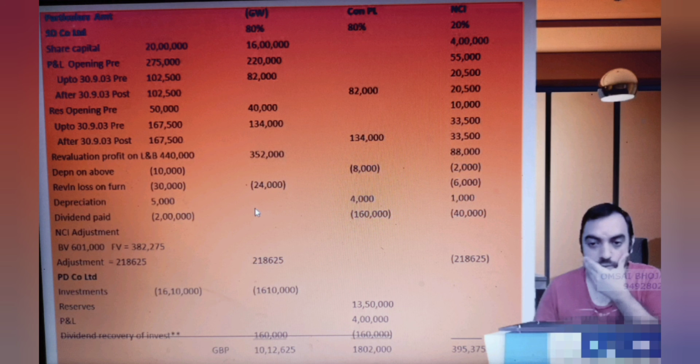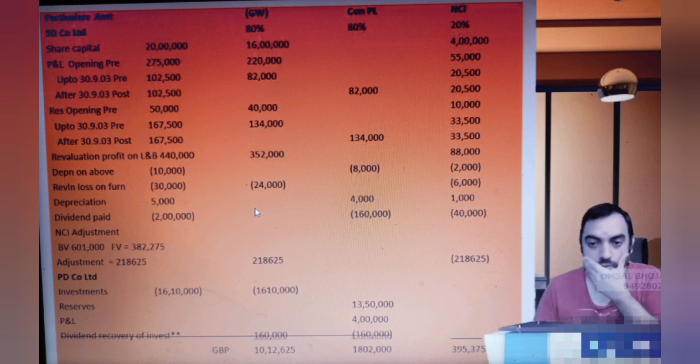So 4 lakh plus 55,000 plus 20,500 plus 10,000 plus 33,500 plus 88,000. Will it come to 6 lakh 1,000? 6 lakh 1,000? Yes, fair value is less.